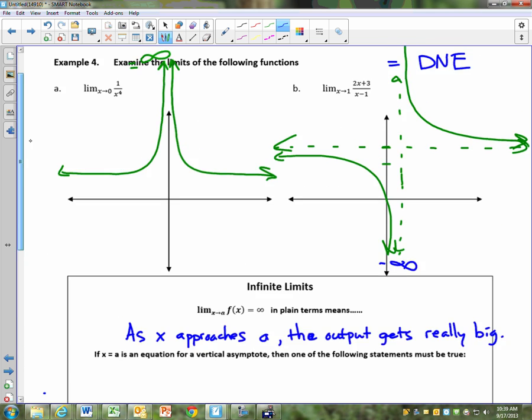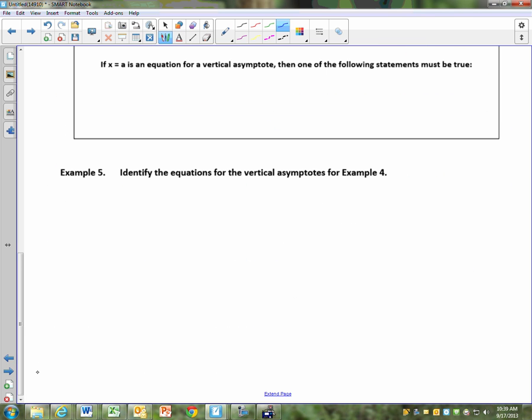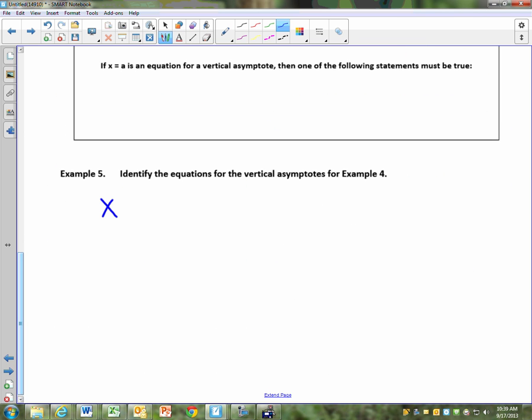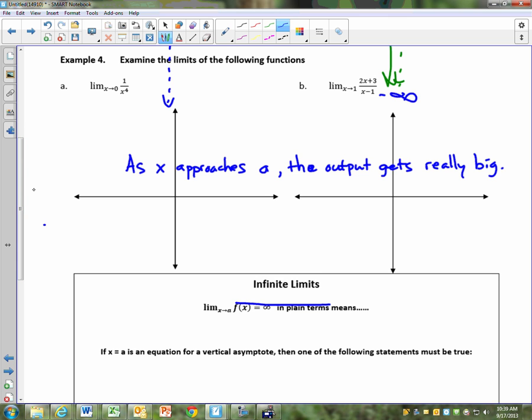As you look back at your original function right here for letter A, what is the vertical asymptote? X equals 0. Very good. You have a vertical asymptote where the function is undefined. That's not always the case. Just because it's undefined in the denominator doesn't mean it's going to have a vertical asymptote. Remember yesterday where we were undefined in the denominator, but it was a dot in the middle?